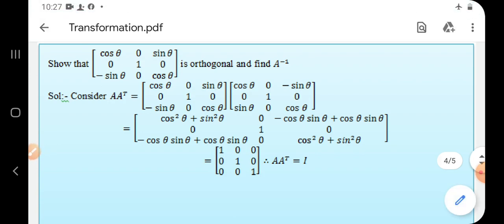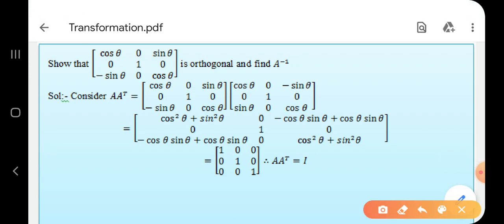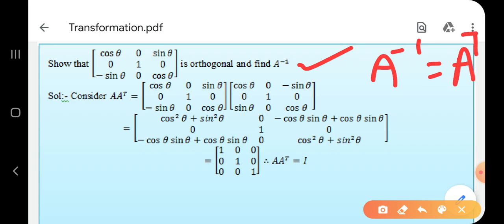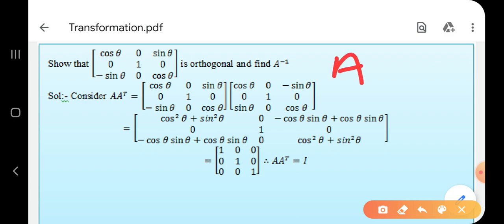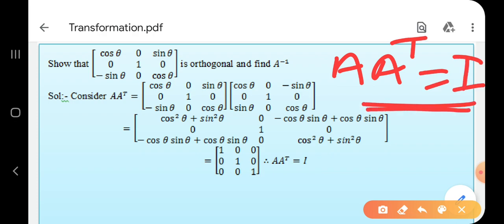Our next problem is: show that the matrix A = [cos theta 0 sin theta; 0 1 0; -sin theta 0 cos theta] is orthogonal and find A inverse. We know that if a matrix is orthogonal, then A inverse is equal to A transpose. Correct? Everybody knows how to take the transpose of a matrix. Okay, consider A into A transpose, and we have to show that A into A transpose is equal to the identity matrix. Then we can say that matrix A is orthogonal.